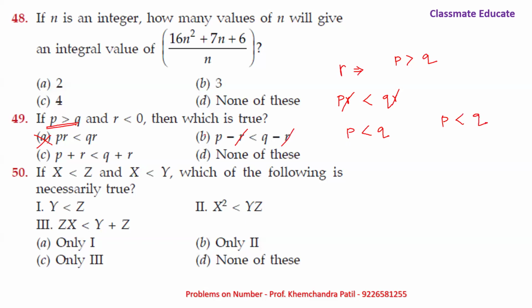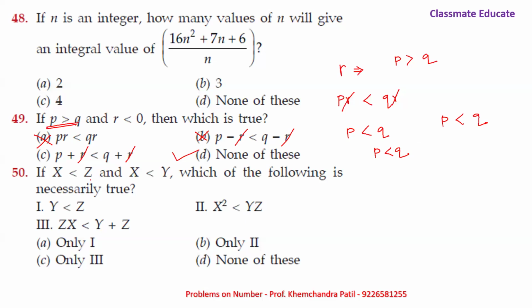P is less than Q, so this is also not your answer. If you are canceling this R from both sides because the sign of R is the same, then what are you getting again? P is less than Q, so what is your answer? None of these, none of the given statements is true. Yes. Now question number 50.